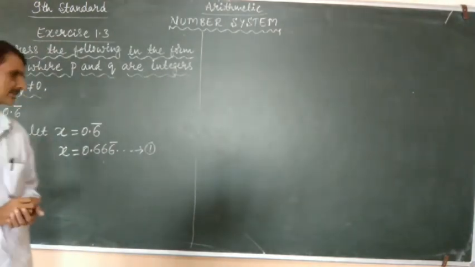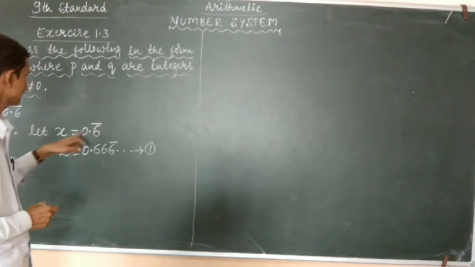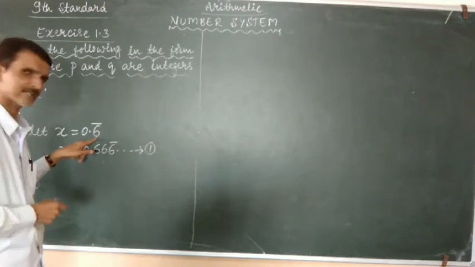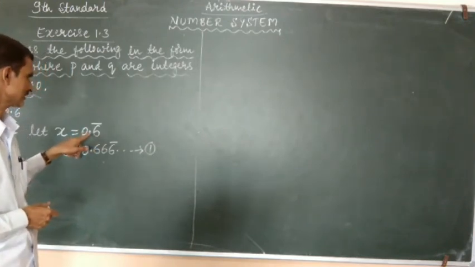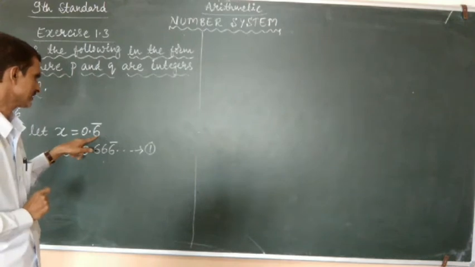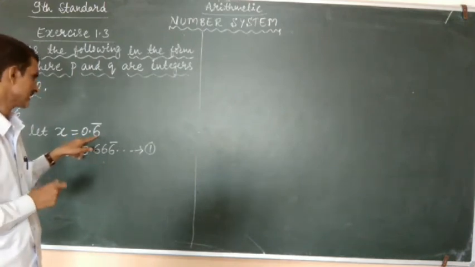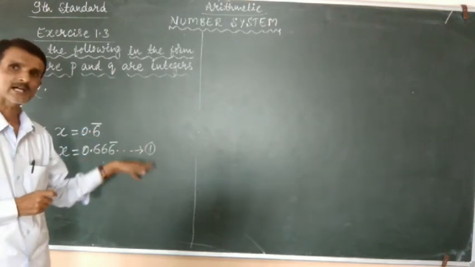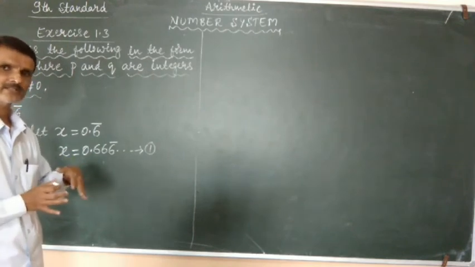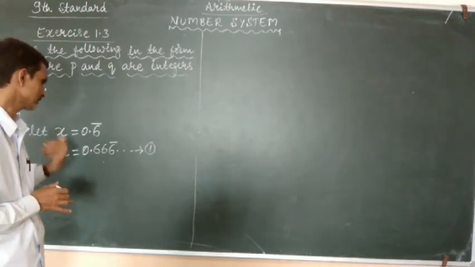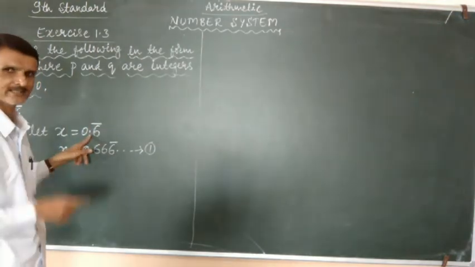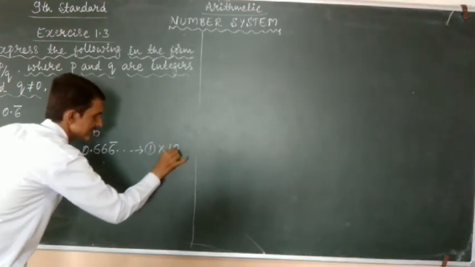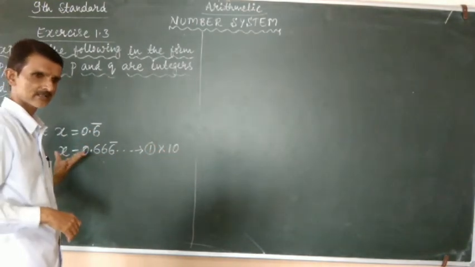In the next step, after the decimal point there is one digit which is repeating. So we have to multiply this equation by 10. Why are we multiplying by 10 only? Because after the decimal point there is only one digit. So multiply by 10 on both sides, LHS and RHS.